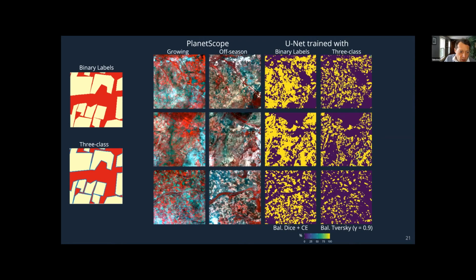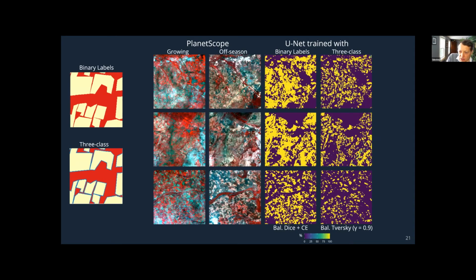But what we're also doing is simply trying to vary how we train the model. So we've got 2 ways of training it. One is with binary labels, so cropland, not cropland. We're training the UNet with that, versus a 3-class approach where we train the model to recognize the edge of a field, the interior of it, and then what's not a cropland around it.